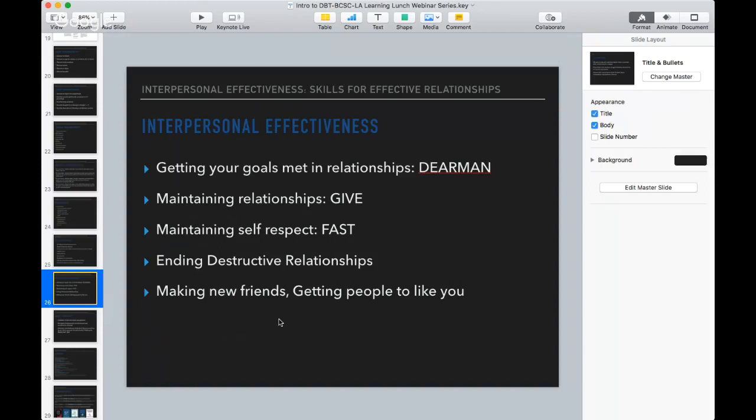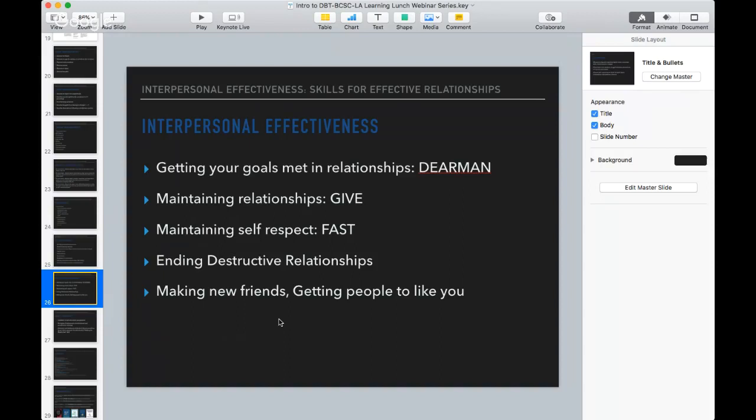Maintaining relationships. These are the skills that are about how to balance, right? Getting what you want out of relationships, but also how you maintain those relationships. How do I ask my boss for a raise, but not, I don't know, insult him with what I'm asking for and make him question my being his employee? So GIVE. The G stands for being gentle in your approach to people.